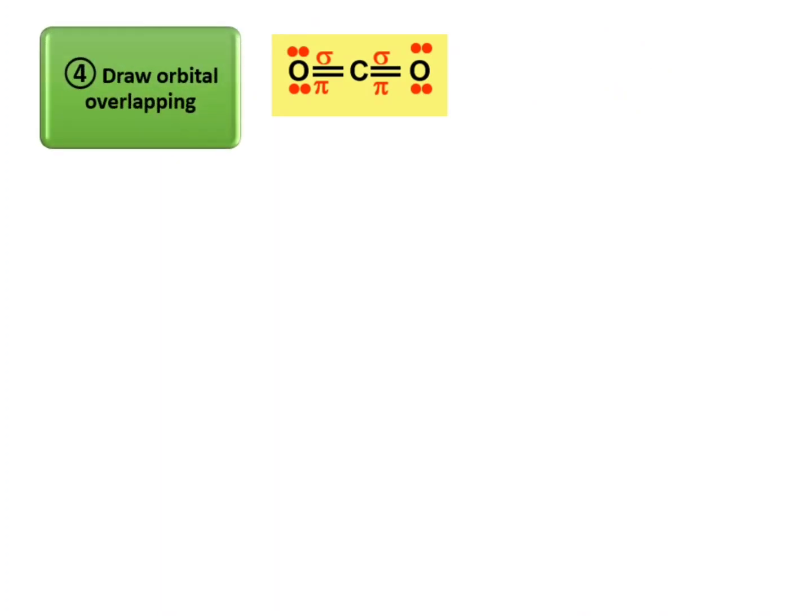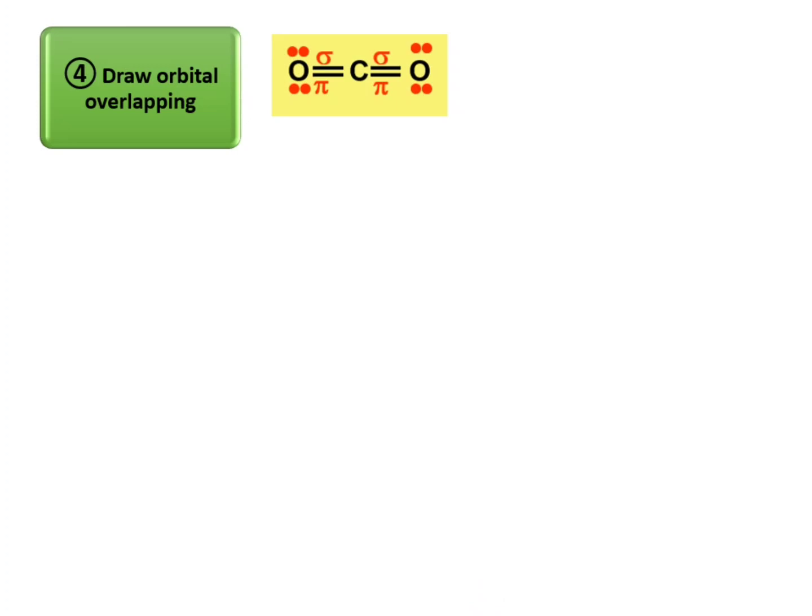So, step number 4, draw the orbital overlapping. Okay, orbital overlapping sama macam ni kelas. Sama macam Lewis structure kita. Cuma dalam bentuk bunga-bunga yang cantik. Okay, kita buat dulu untuk sigma bond kelas. Kita buat fokus untuk sigma bond. Okay, kita buat central atom dulu.